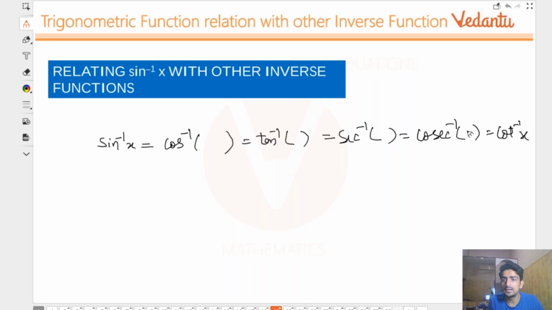Out of this, I can give you the answer of that. This is something we just did. Sine inverse x is cosecant inverse 1 by x. So similarly, we want to find all the relations: how to write sine inverse in terms of other inverse functions.